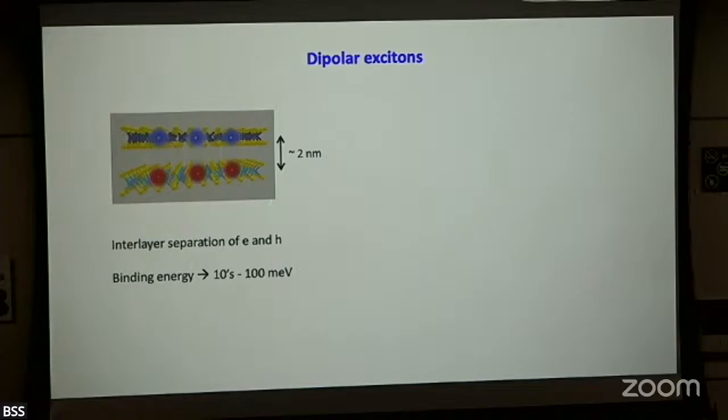And of course, the binding energy drops. So depending on the thickness of the dielectric barrier between the 2 layers, the binding energy drops from a couple of 100 meV to, for this case, on the order of 20, 30 meV. And all those things can be directly measured. And I'll show you an example of how to measure it.